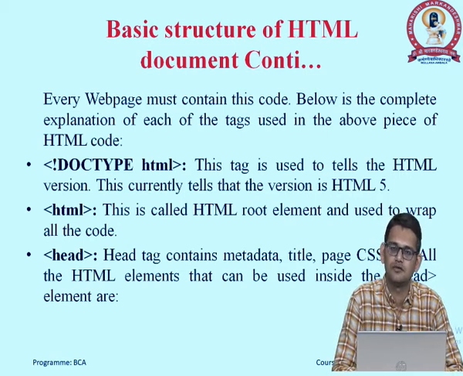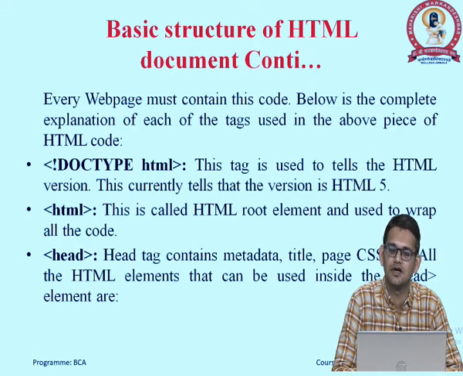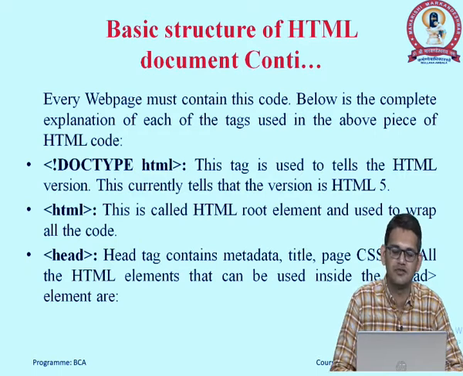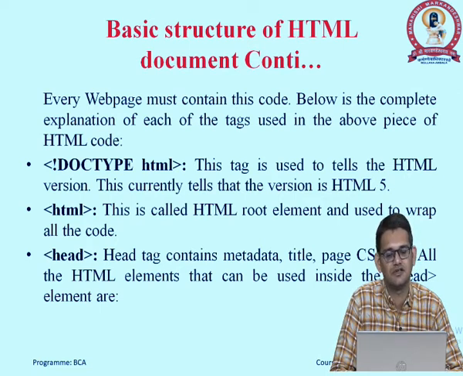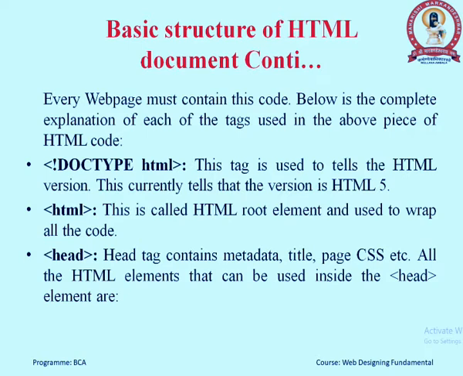Now let's discuss each and every tag used in the structure of HTML. Start with the doctype HTML. This is the tag which is used in the first place. This tag is used by HTML to show the HTML version. When we write doctype HTML, it means that we are using HTML version 5. In the previous lecture we saw that there are multiple versions available, and right now, from 2014, we are using HTML version 5.